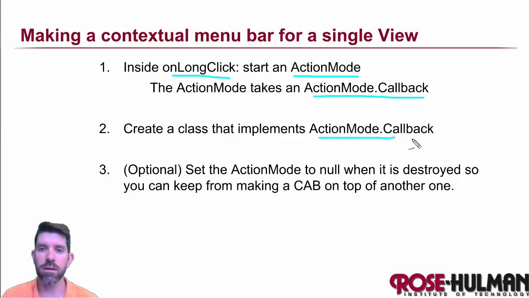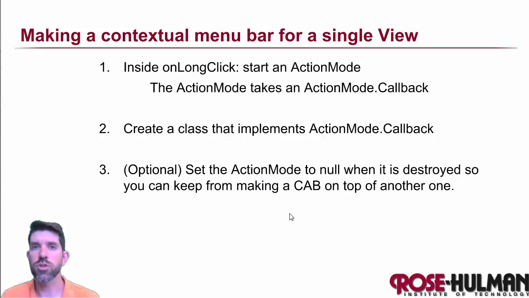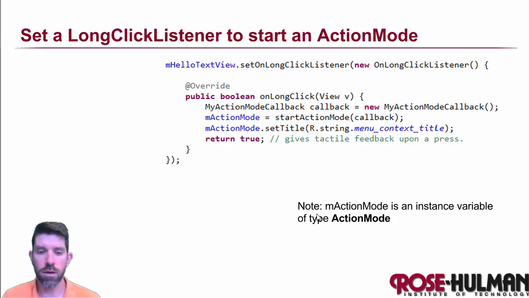So we're going to have to create our own class that implements this callback interface, right? And we'll put in lots of good stuff in there. And then finally, we'll see that by setting the action mode to null when we're done, it's going to help us so that we don't have to continue recreating them all the time. So a little bit of an efficiency issue, not a big deal. All right, so what do we need to do here? We'll start off by making a field of type ActionMode, right? So that when we do have a long click, we can create that action mode, set up our callback, even give it a title and so on.